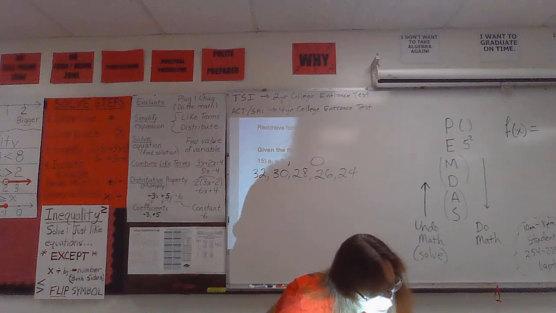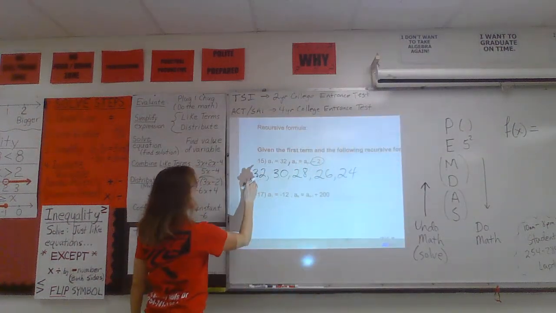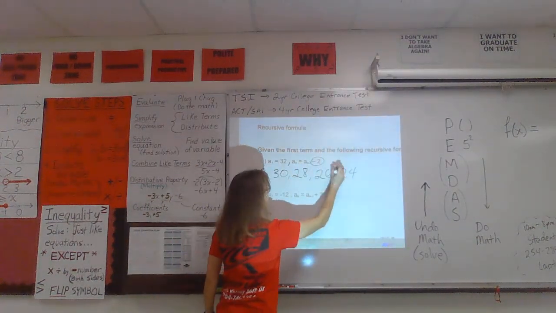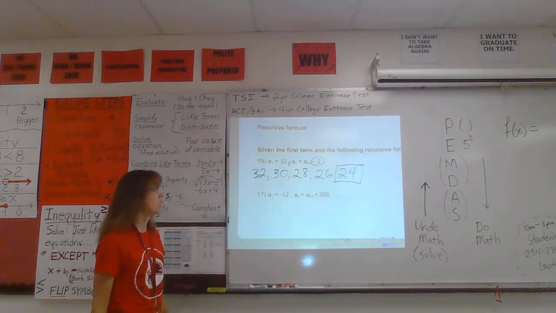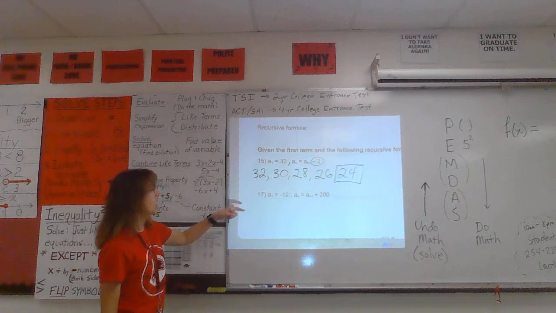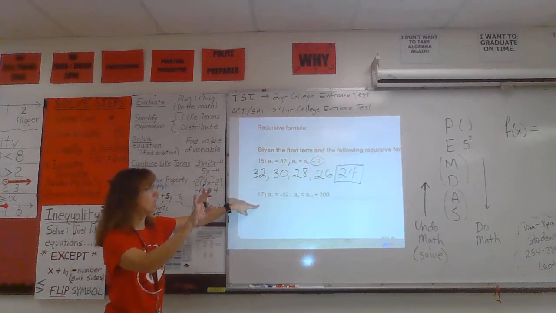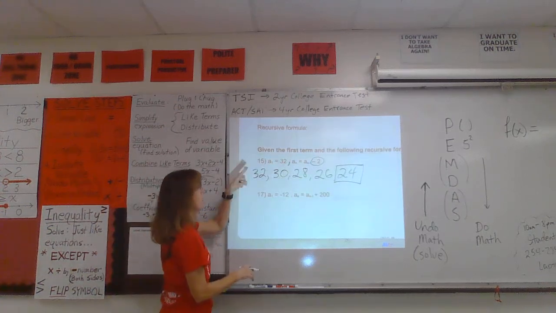Did they tell me how many I wanted to write? They just told me to get to the 5th term, so I'm going to count 1, 2, 3, 4, 5. I can stop there. 24 is the 5th term. That's all we're doing on these, okay? So I'll do 15 and 17, and then y'all can go do the other 2, right? So we're going to do all 4 on the bottom.